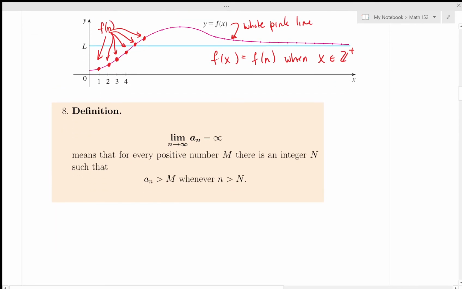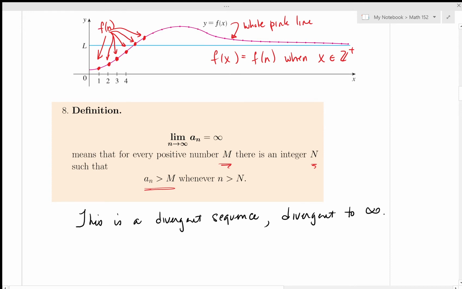Okay, if the limit becomes infinite, it means that for every positive integer M, there's some integer capital N such that a_n will be bigger than M whenever n is greater than capital N. Okay, that means the sequence is divergent. This is a divergent sequence in a special way. There's two ways a sequence can be divergent. So let's just write this first. This is a divergent sequence. All right, and that means in this case, this one is divergent to infinity.